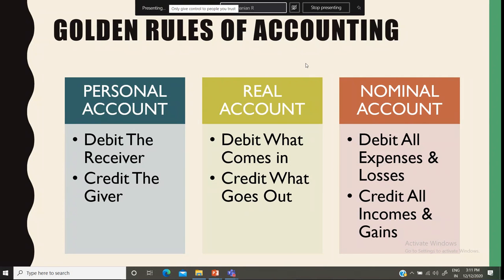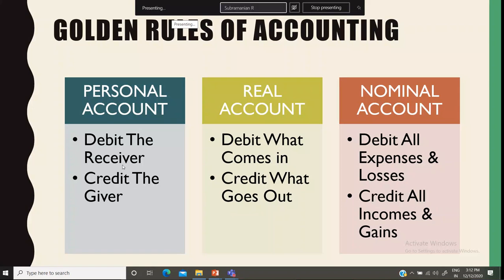So this is very, very important: the golden rules of accounting, which most of the people will be knowing. From this only our accounting moves to the next level. So what are the golden rules of accounting? As we spoke earlier, there are three types of account: personal account, real account, and nominal account. In these, the rules have to be adapted.